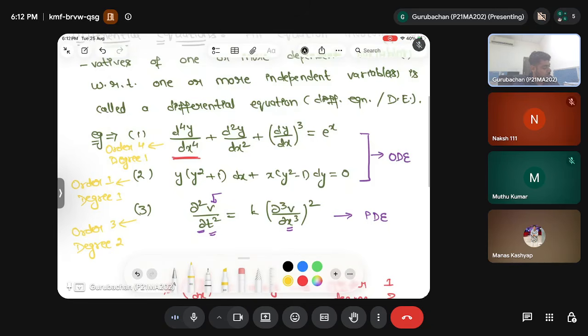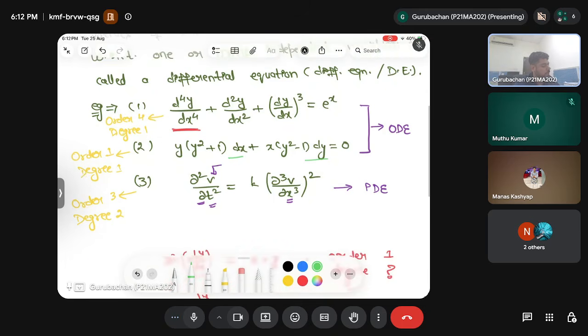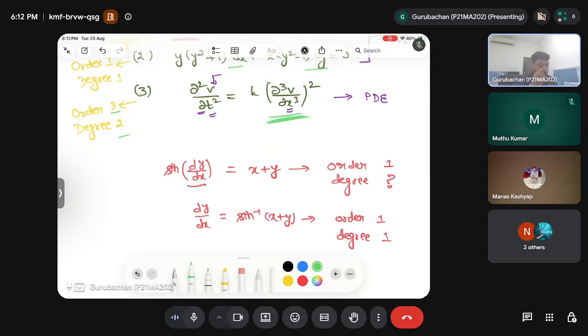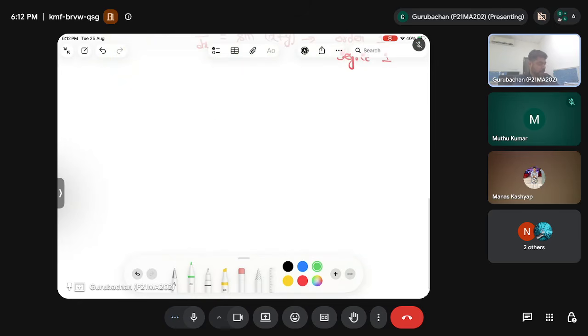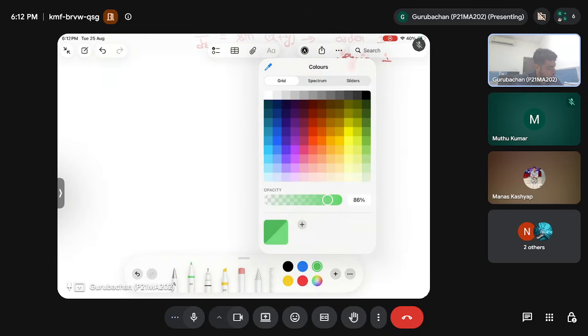So now come back to this example. In this you can see that only the first derivative occurs, and obviously the highest power of the derivative is 1, so order is 1 and degree is 1. Similarly, in this differential equation, your highest order derivative is of order 3 with respect to x, so order will be 3 and degree will be 2 because it is being squared. Now that covers the order and degree of a differential equation. Now what is a linear differential equation?